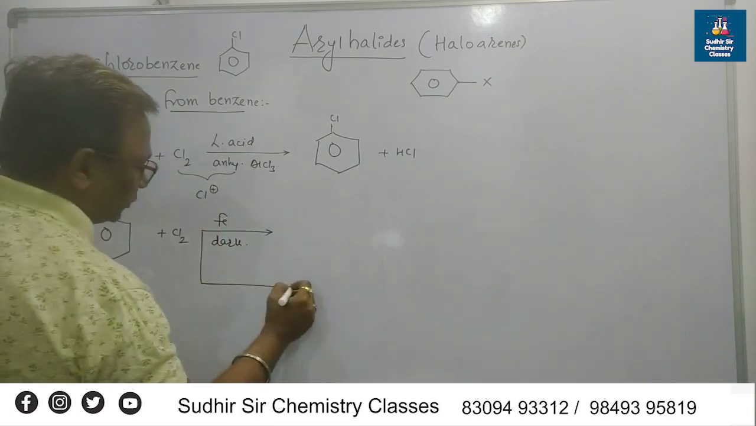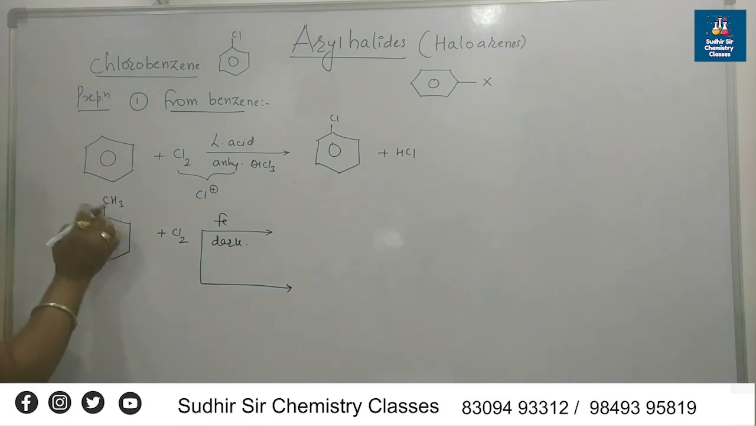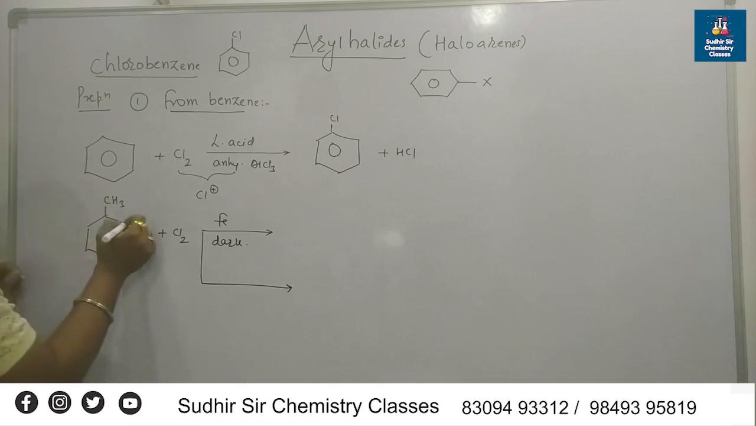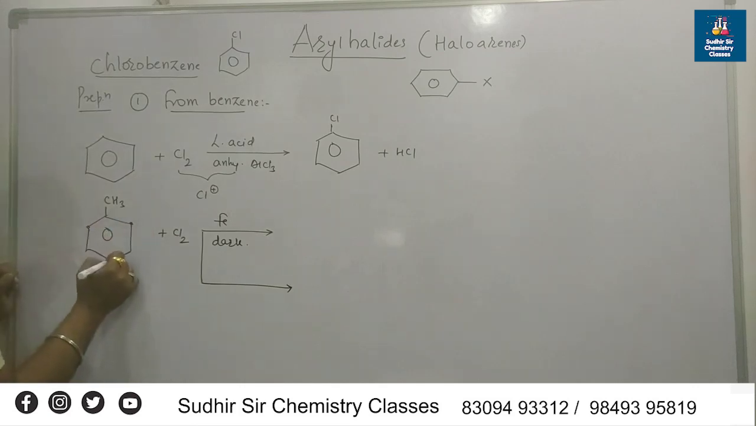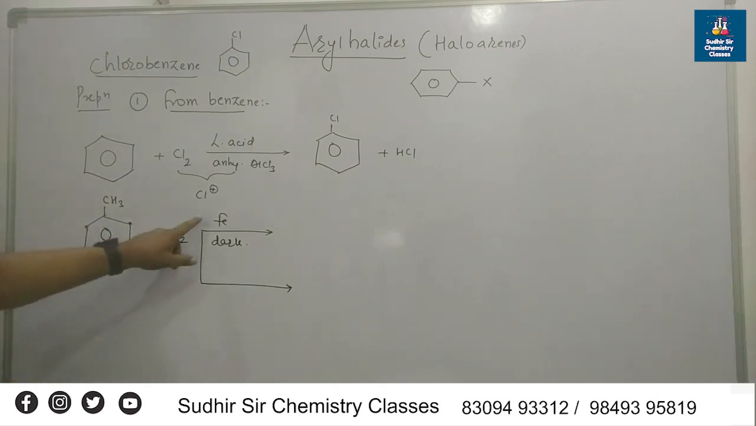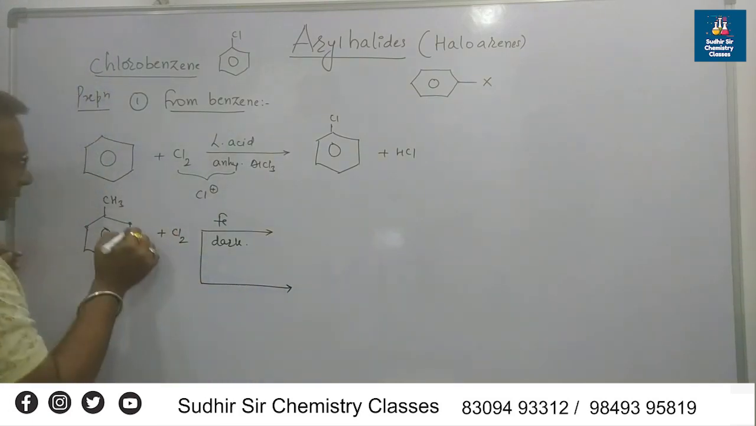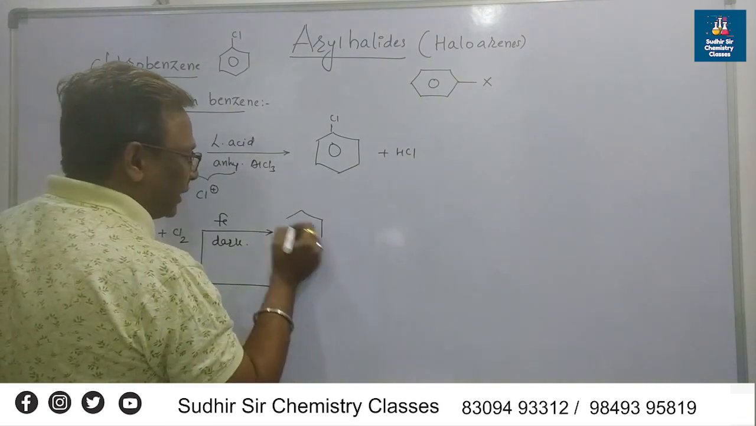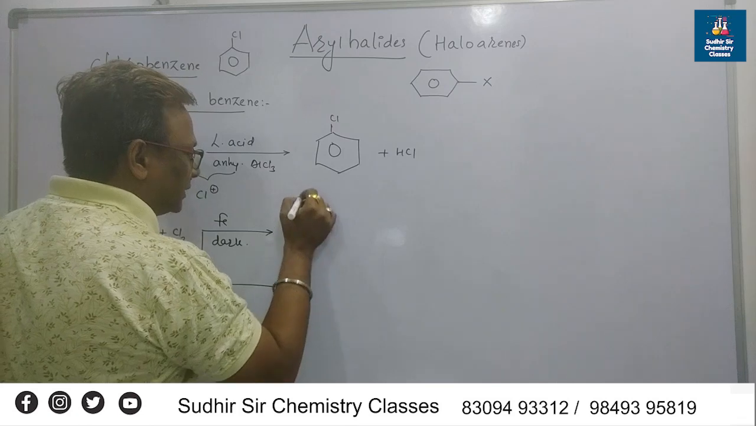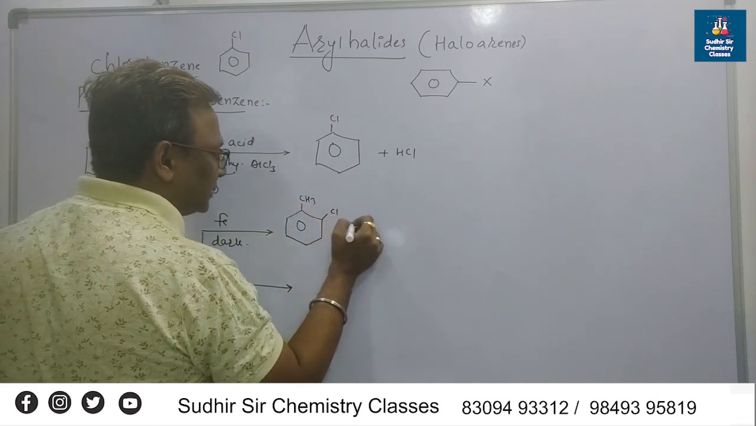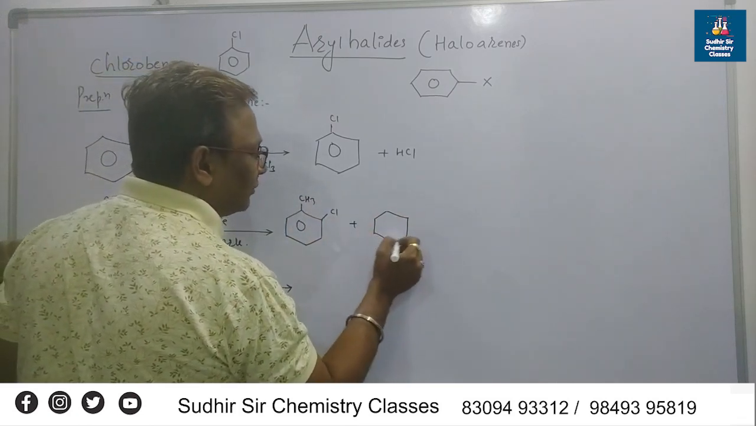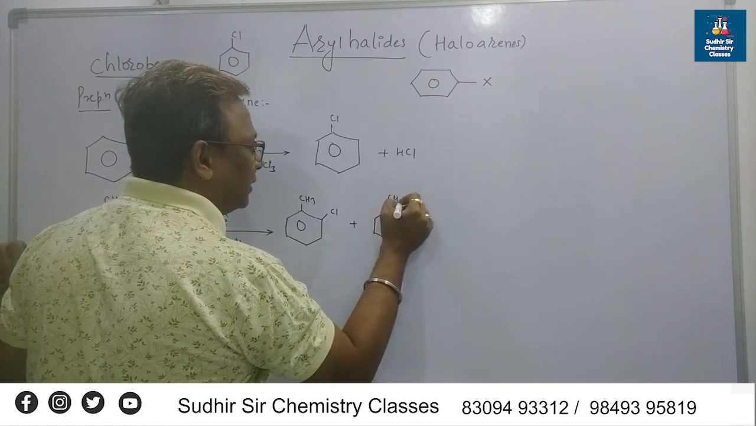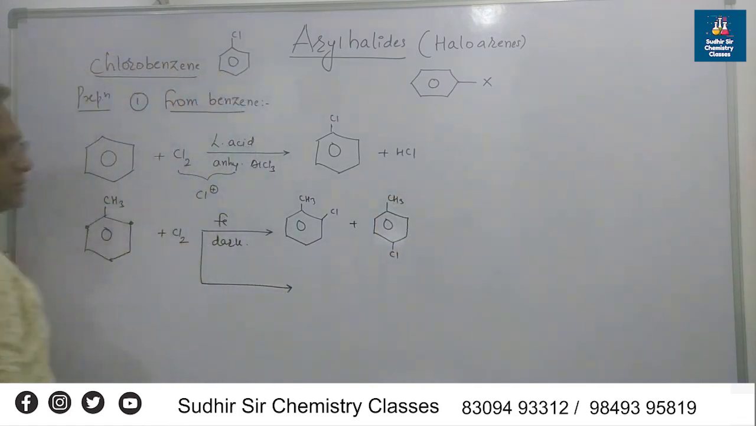I want to show you two reactions here. In toluene, the methyl group on the benzene is an electron donating group. It will increase the electron density at the ortho and the para position. Chlorine with iron forms the electrophile Cl, and this electrophile can attack at either the ortho or the para position. So we get methylbenzene attached with a Cl at the ortho position, or methylbenzene attached with the Cl at the para position.